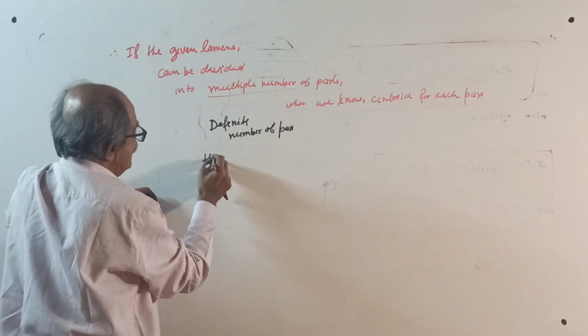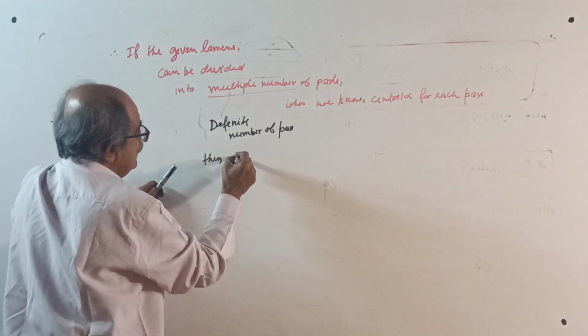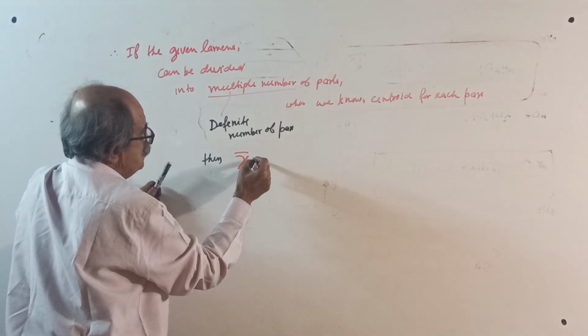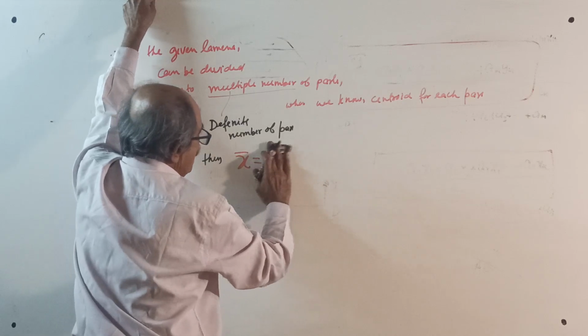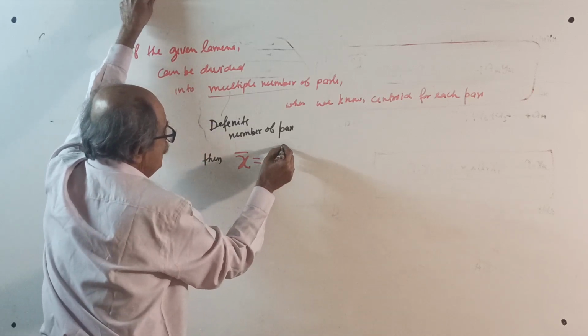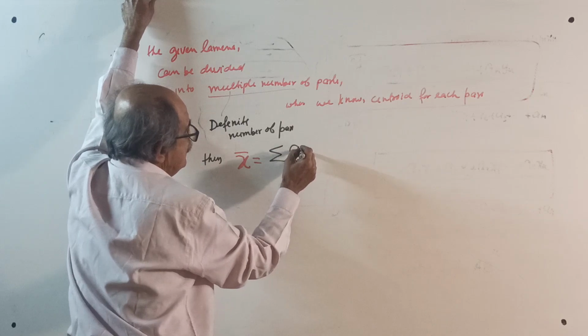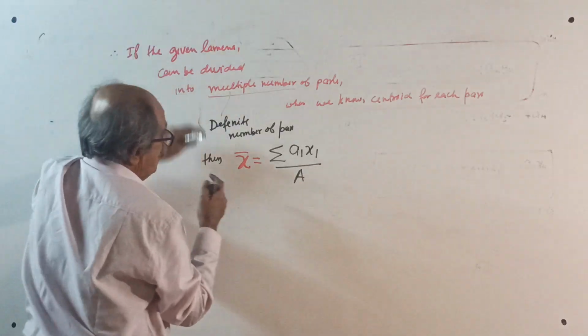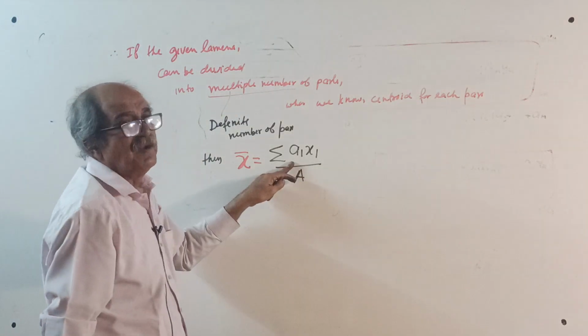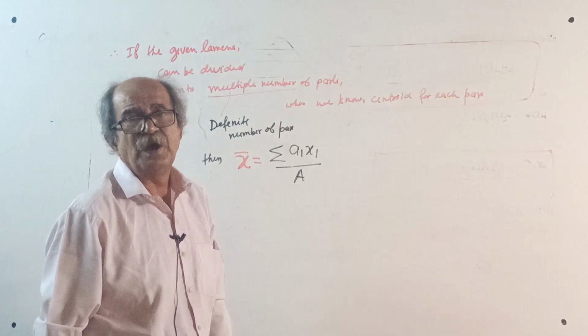Then use the theory: x bar equal to... actually, what is the basic formula? The basic formula is sigma of a1x1 divided by total area. Why? Because sigma a1x1 means a1x1 plus a2x2 etc.